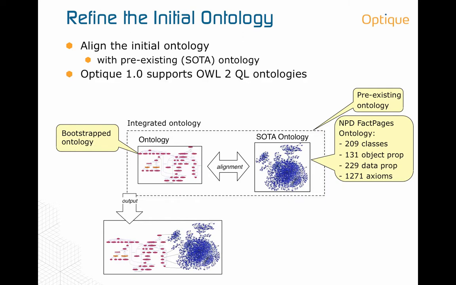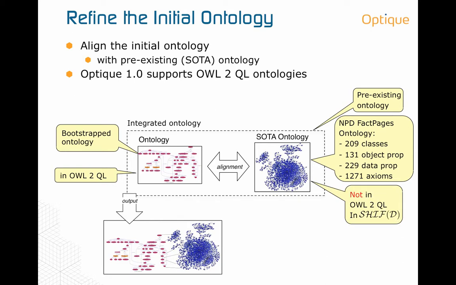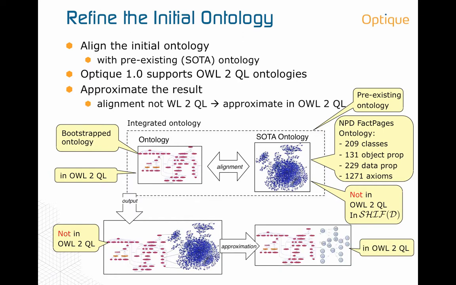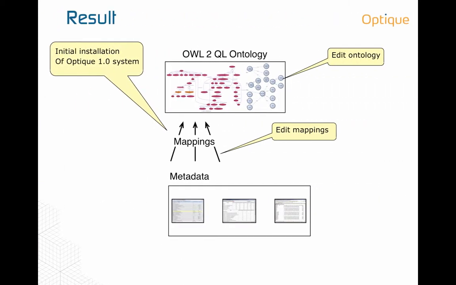The Optique system supports query answering for AL2QL ontologies only. The bootstrapped ontology is an AL2QL, but the SOTA ontology is not. It can only be expressed in a much richer language. As a result, the aligned ontology is also not an AL2QL. Thus, the next step is to approximate the aligned ontologies in AL2QL. Finally, we have completed the initial installation, which can be adjusted by editing the ontology and the mappings.